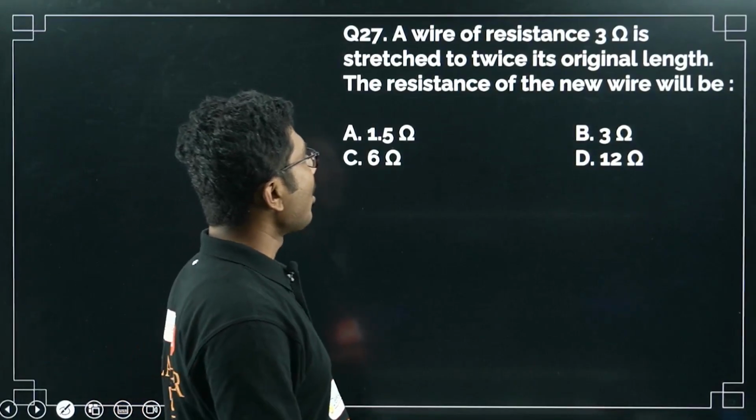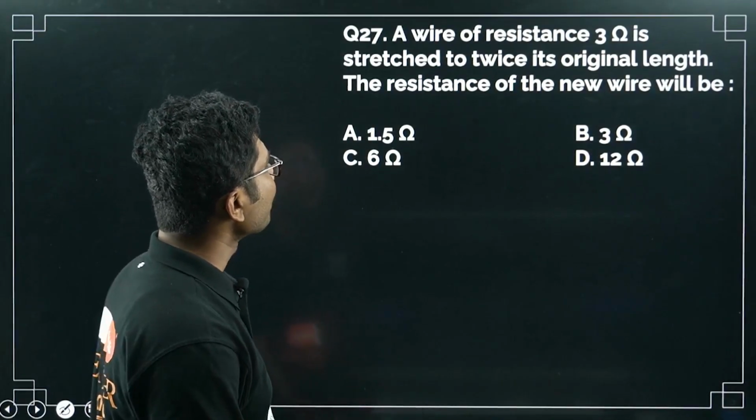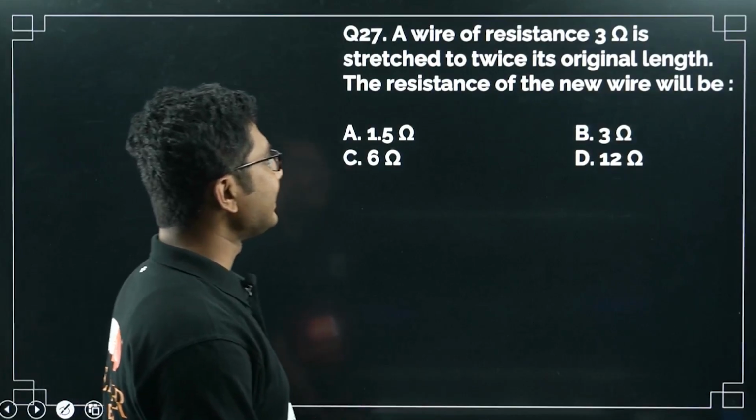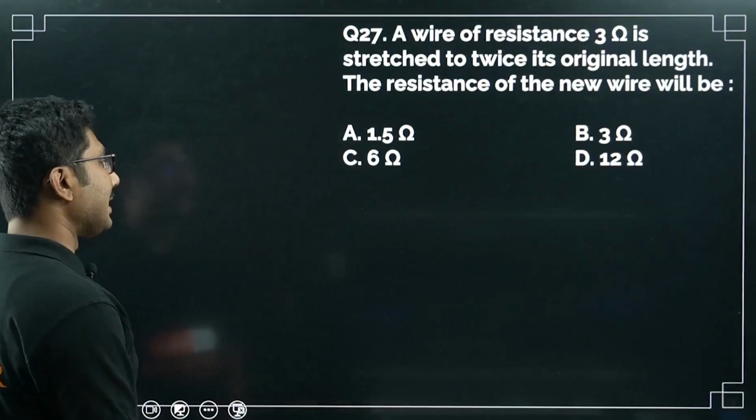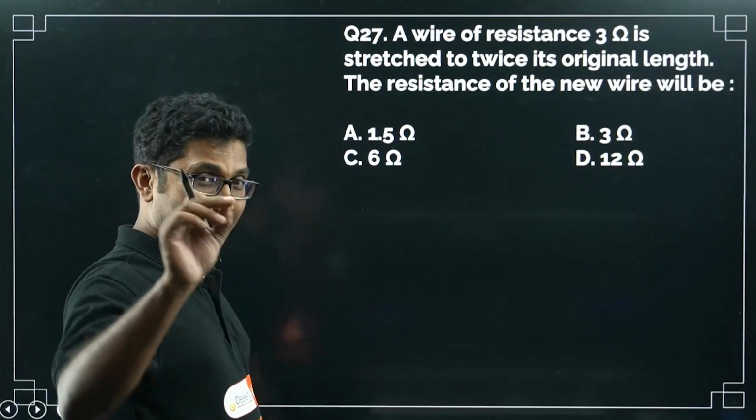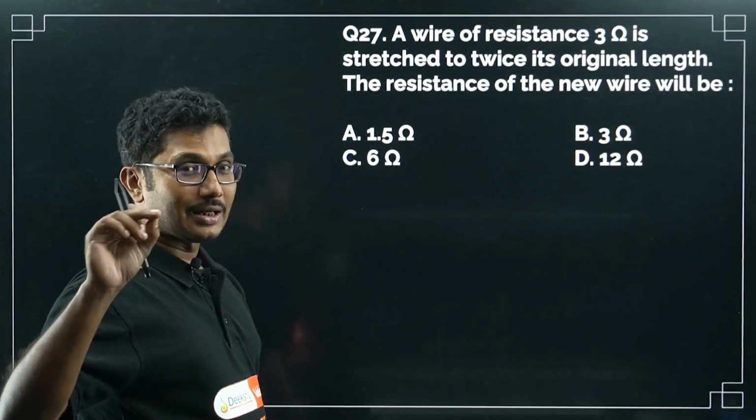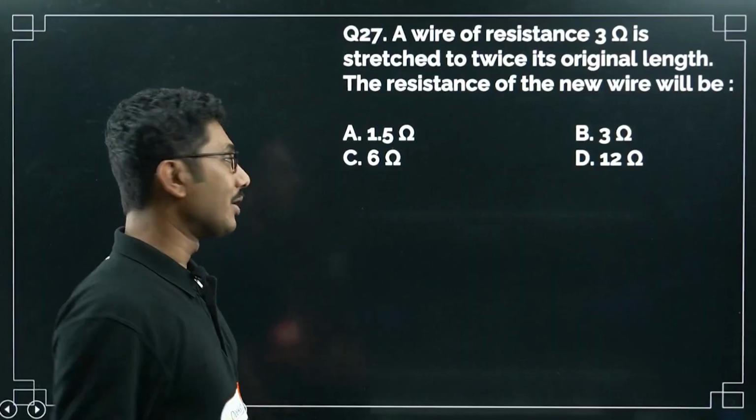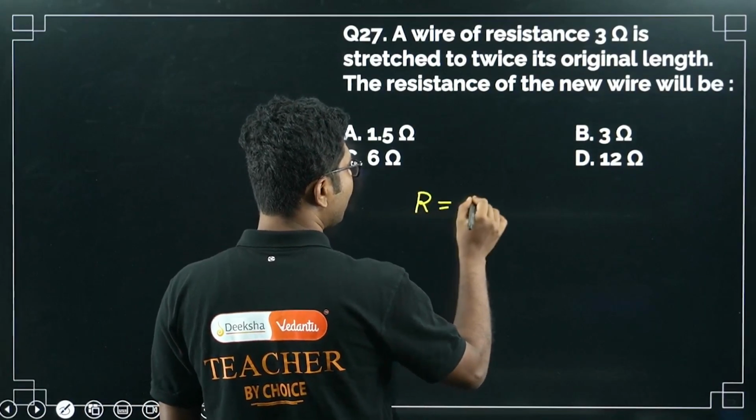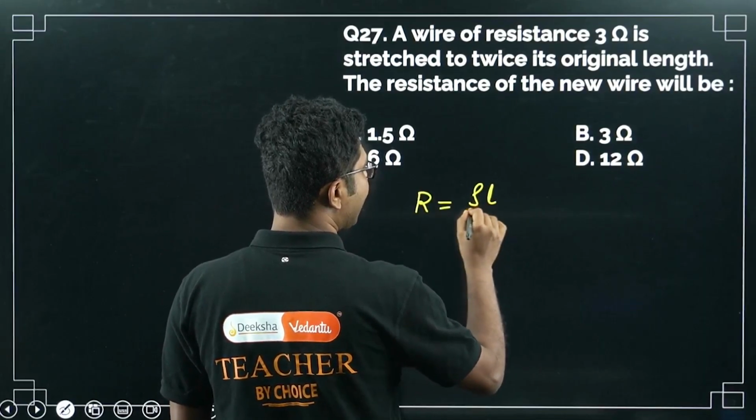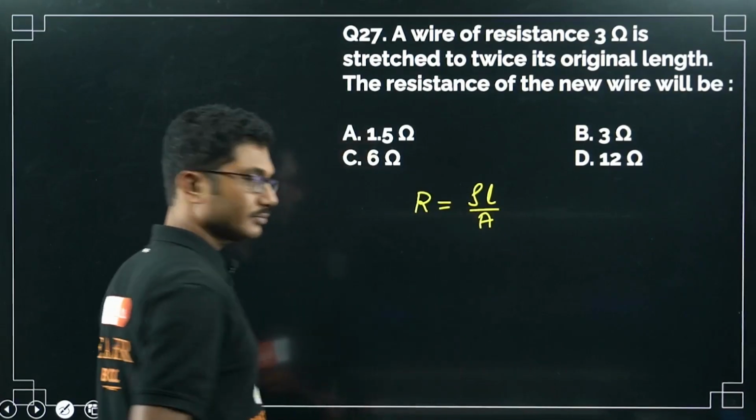Okay, now question number 27. A wire of resistance 3 ohm is stretched to twice its original length. The resistance of the new wire will be? So there was a formula I derived during the class. Let's do that formula once more to solve this question. R is equal to rho L by A, if you remember, right?